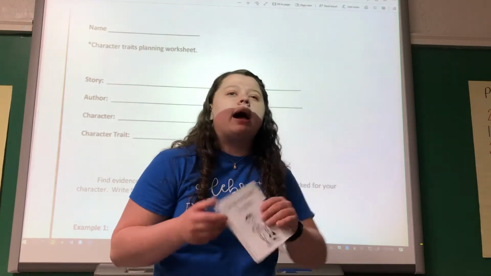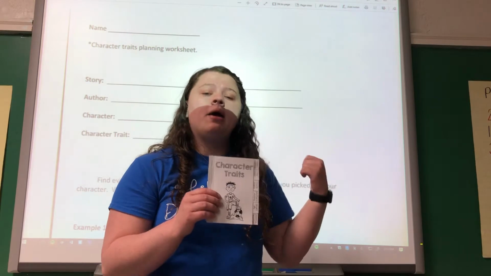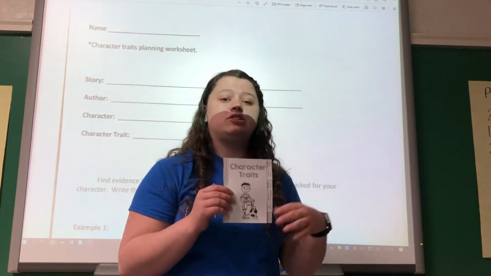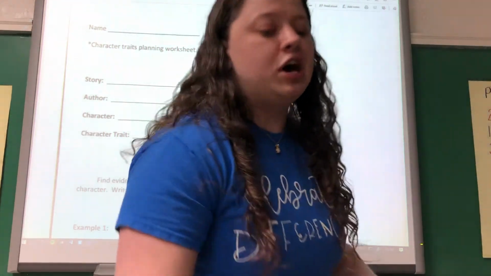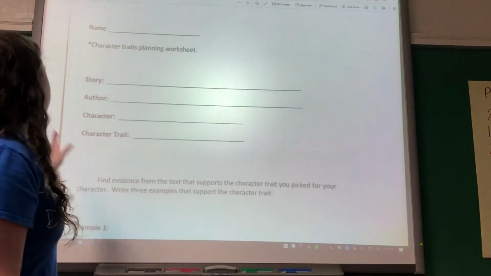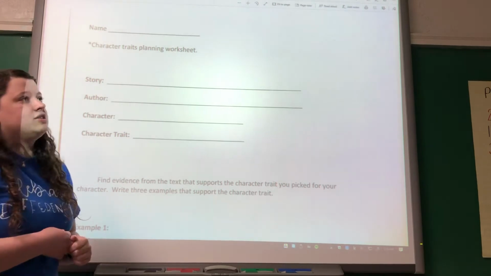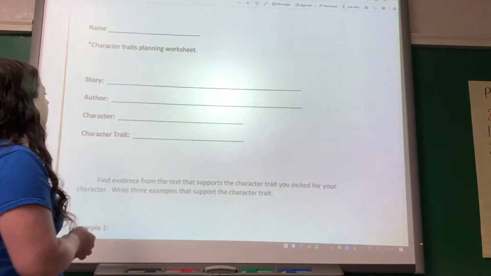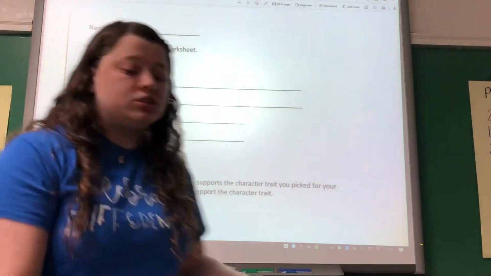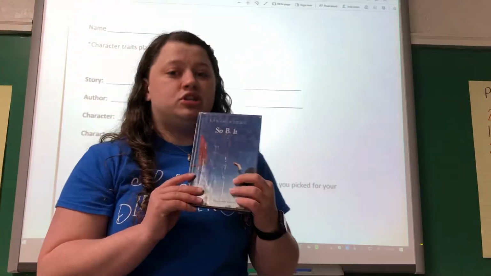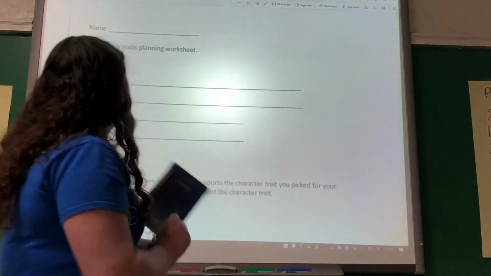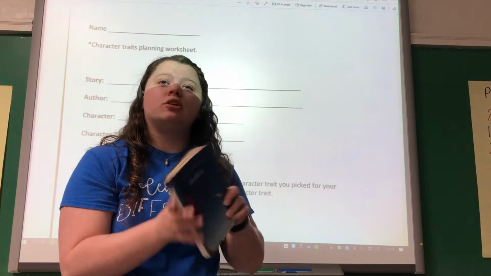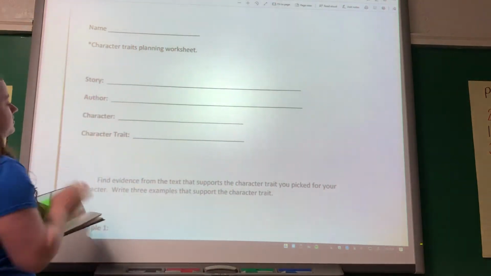So keep this in mind as we talk about our character trait planning page and our short paragraph essay and kind of how this is going to relate to what we're going to be doing. So to start off with, the first thing that you're going to need to do is you're going to have this planning sheet to fill out. So you're going to want to make sure you put your name on it. Next, you're going to want to put the story. So just put the title of our story, which is So Be It. And the next thing that you're going to do is put the author's name, which our author is Sarah Weeks. So just make sure to put in those on those lines.